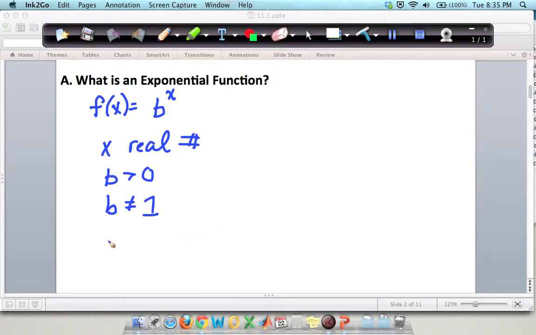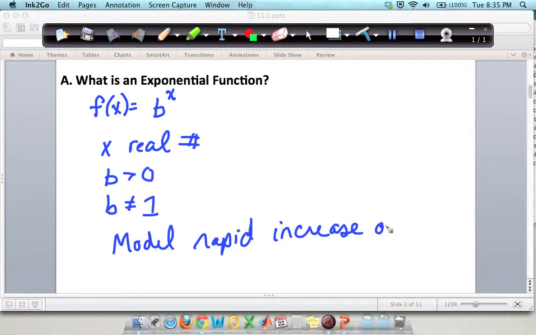So exponential functions model rapid growth. So I should say rapid increase or decrease, because it could be increasing rapidly or decreasing rapidly. Okay, so unlike chapter 3, which is linear growth, which occurs at a steady rate, this is rapid increase. So this could be population, this could be bacteria, that's increasing at a much faster rate. It's not linear.